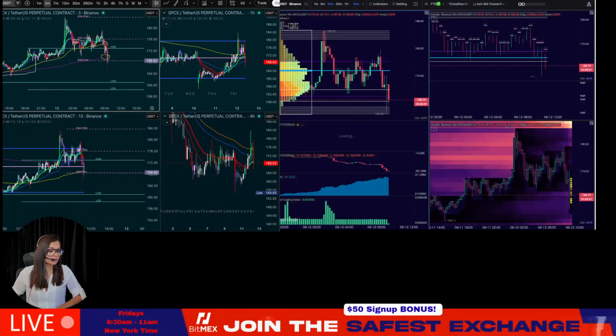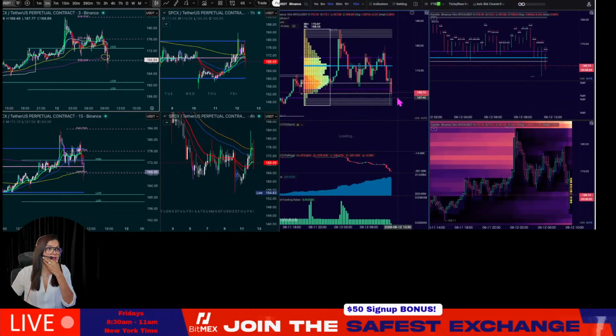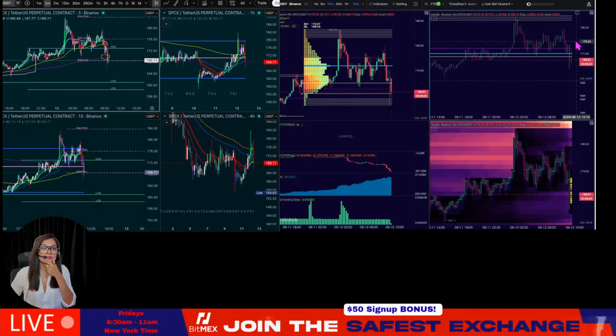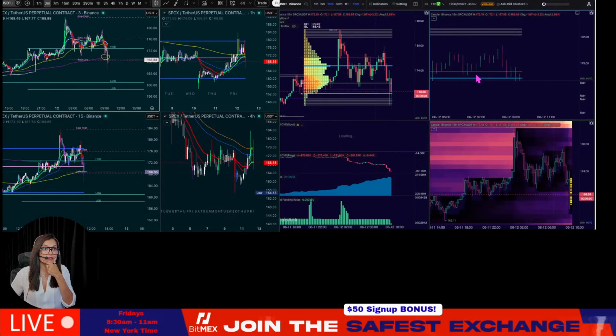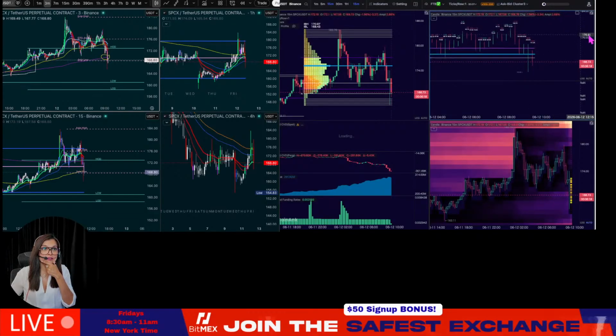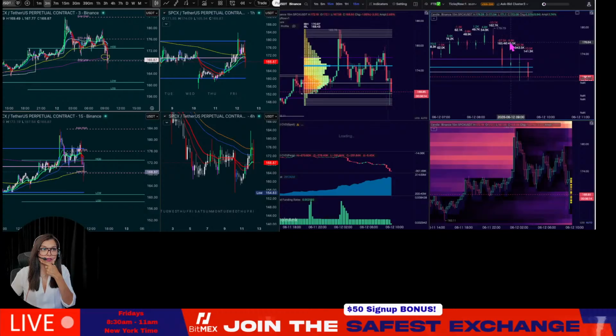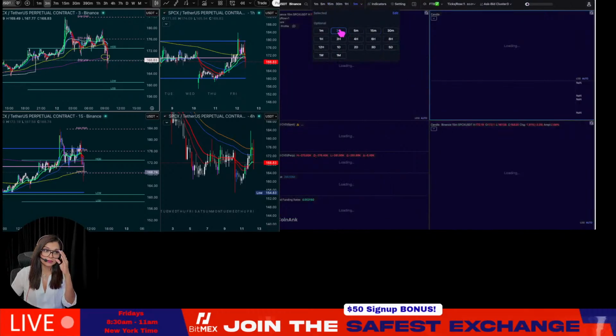And maybe look for a short, or I'm already up 3 hours, so maybe I won't take it. Let's see. So far, it is respecting this area here. If you look at delta, we can see absorption because there's a lot of selling here, but price is not going down further. Let's go down to the 3-minute time frame.